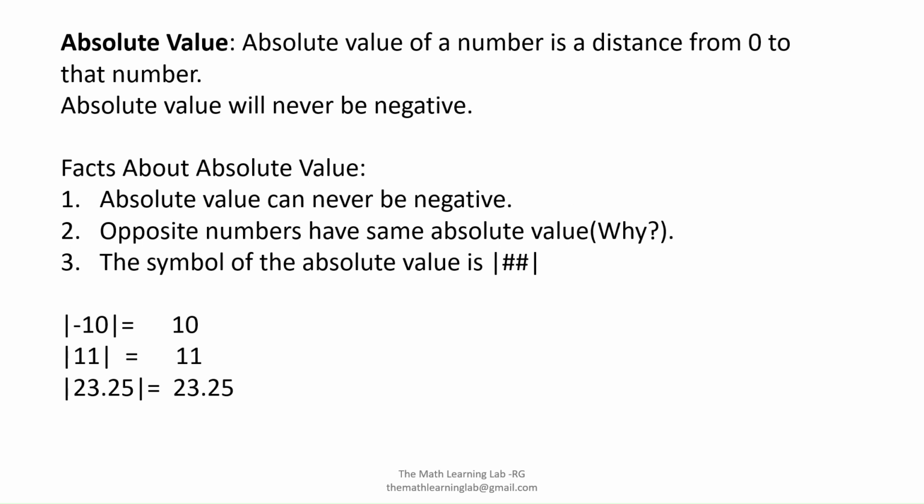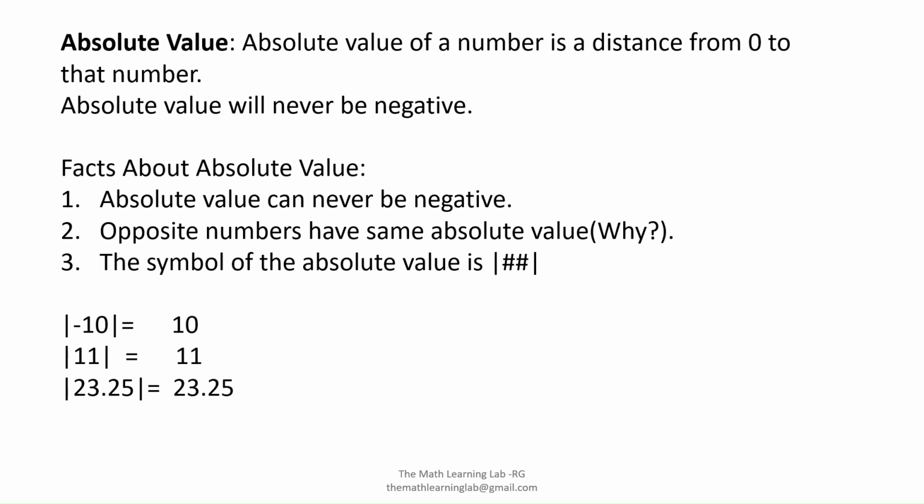Absolute value of a number is the distance from 0 to that number. Absolute value can never be negative. Here are some facts about the absolute value. Number one, the absolute value can never be negative. Number two, opposite numbers have the same absolute value. Take a minute to think about why they have the same value. Number three, the symbol of the absolute value is shown on the screen.